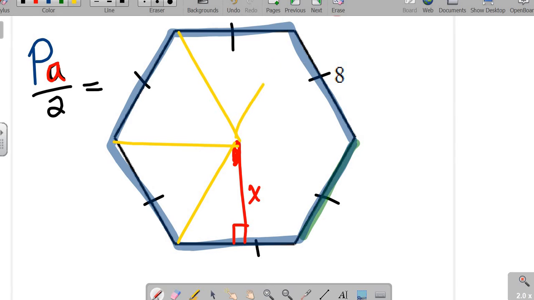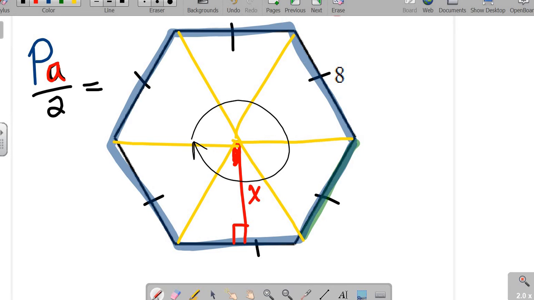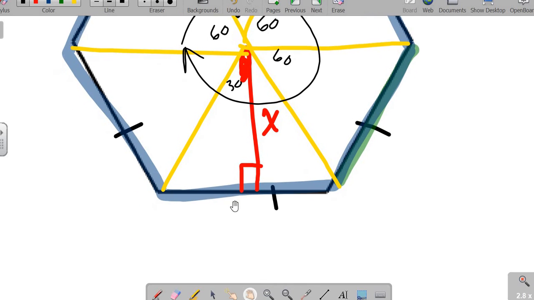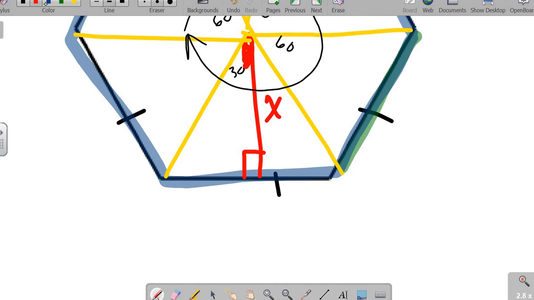Regular polygon, regular pizza. Adds up to 360. Divided by 6, that gets me my pizza angles in this case is 60, which means this angle right here is 30. So there's a couple ways I could solve for x. I could use 30, 60, 90. Let me just show you what that would look like.